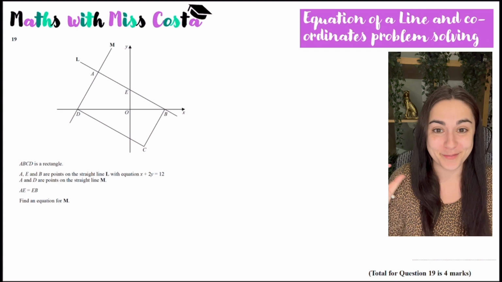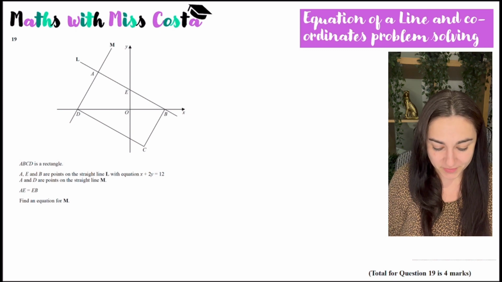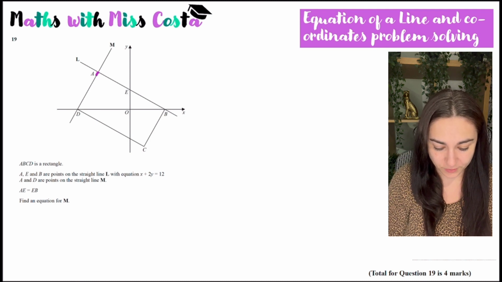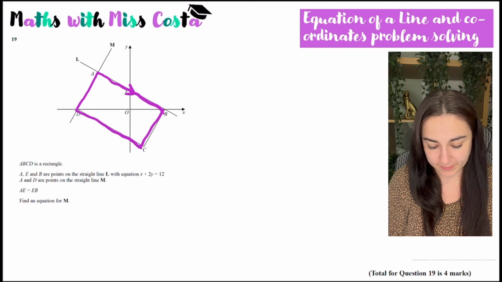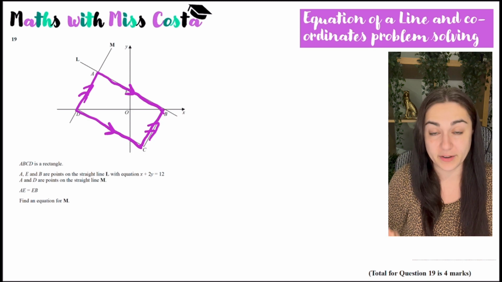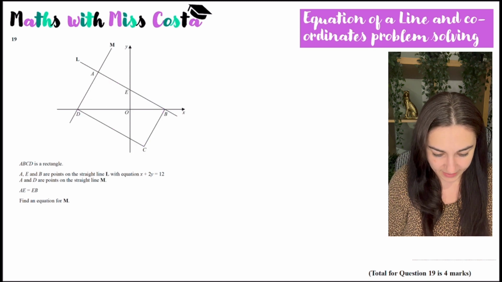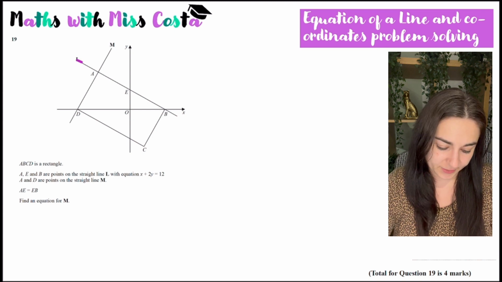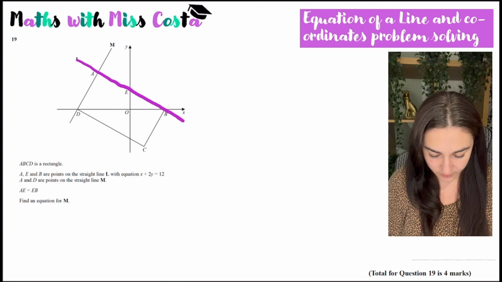Okay, so here we have a really fun, nice coordinate problem. I'm told that ABCD is a rectangle, so this shape here is a rectangle, which means that not all of its sides, but this side and this side will be parallel, and this side and this side will be parallel and also equal. I'm also told that A, E, and B are points on the straight line L. So this is the straight line L, and it has an equation of, let's rearrange that.